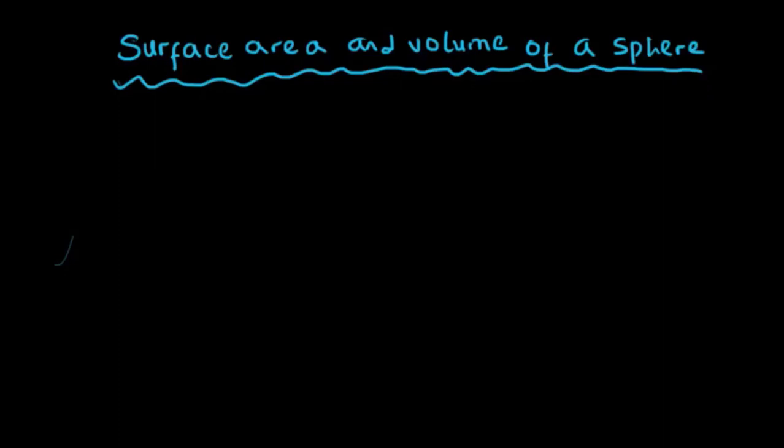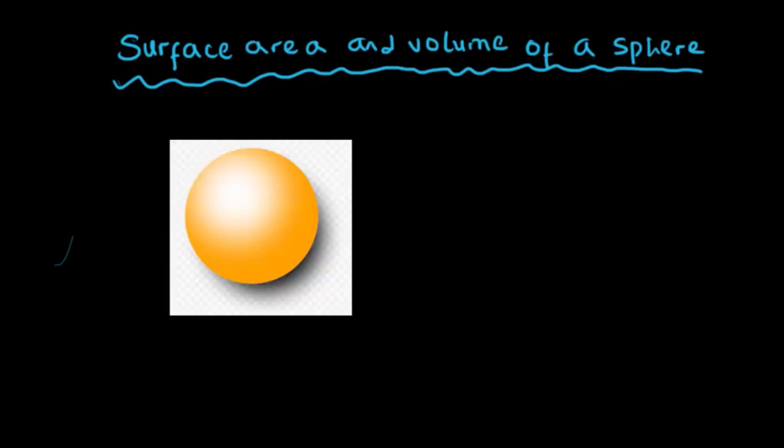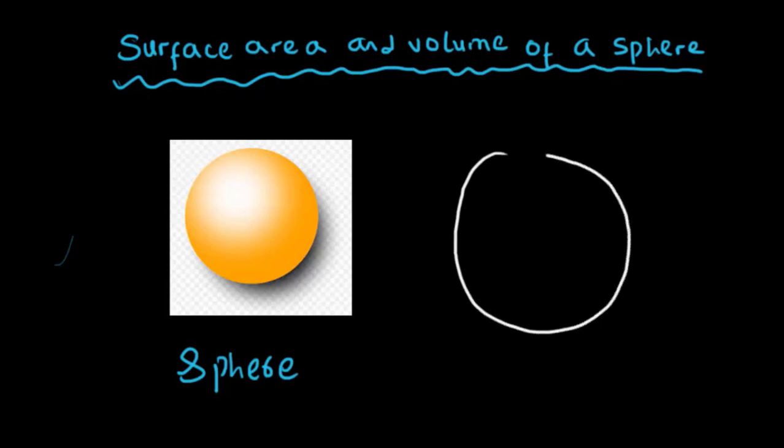In this video, we are going to be looking at the surface area and volume of a sphere. Now, the first thing I need to do is to show you what a sphere looks like. Now, let's get a sphere on a kind of paper here. Alright, so this is a sphere. And then by the side, I'm just going to draw a circle. Now, this is a circle.